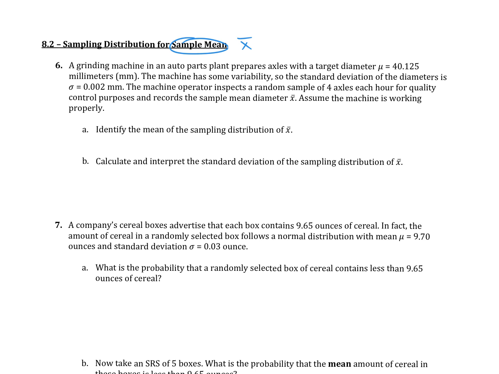X bar is generally used when we have numeric data. So we're going to do 2 problems and then we'll go on to the new notes.